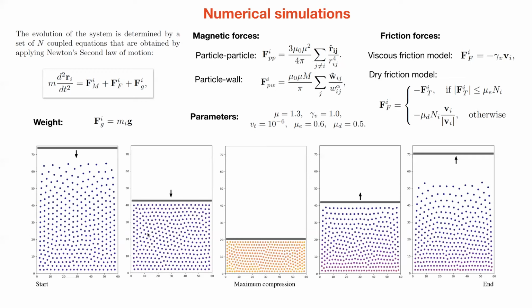case. As you can see here, there is a maximum compression. The color indicates the magnetic pressure acting on the particles. So the more yellow the particle is, the larger the magnetic pressure acting on this particle due to the rest of the particles. You can then, from the numerical simulations, obtain this kind of information that cannot be obtained from the experiments.